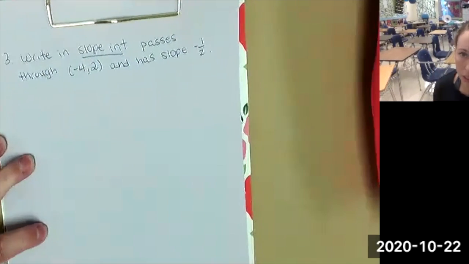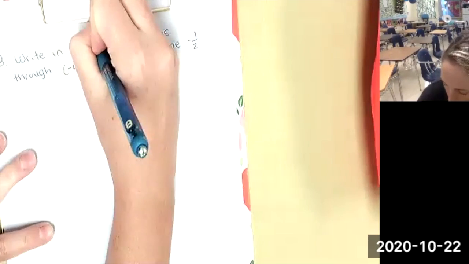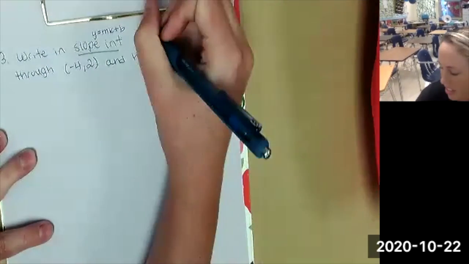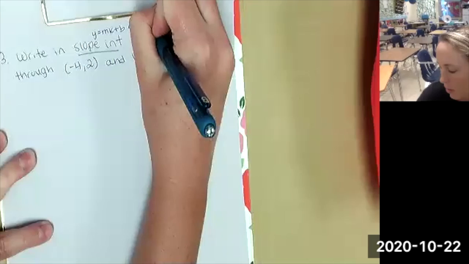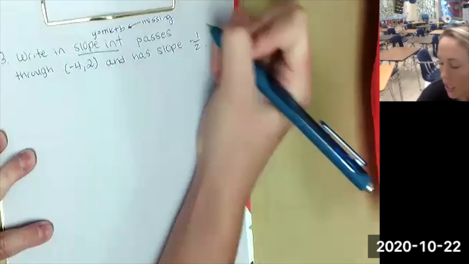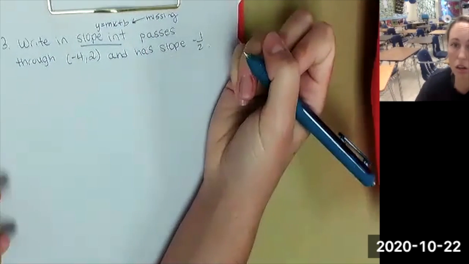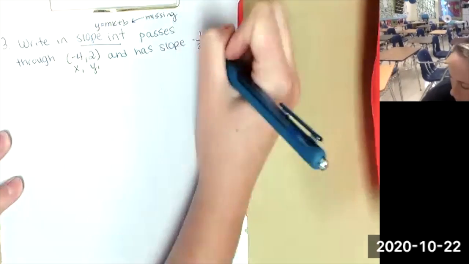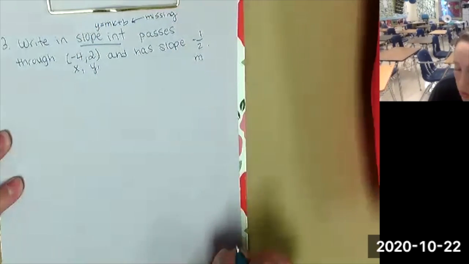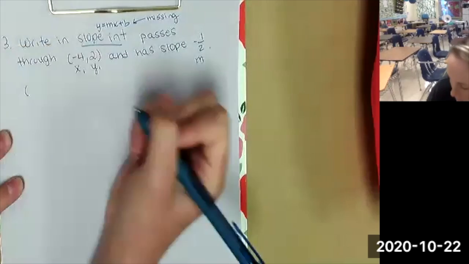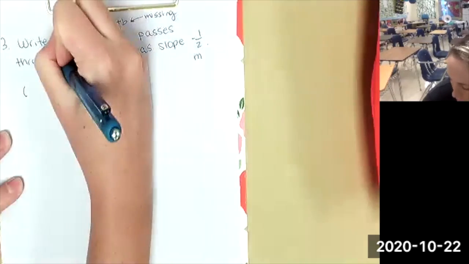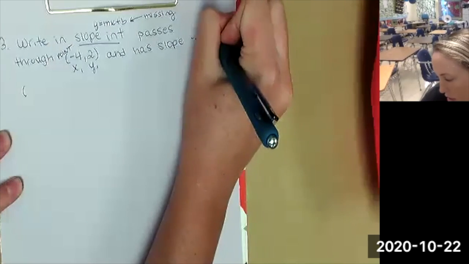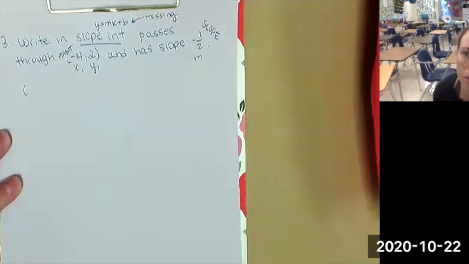So for this one, it's asking for slope-intercept form, which is y equals mx plus b, but we are missing our b. So we're going to use point-slope form to solve for it. So I've got my x1 and y1 and my m. So I can write out point-slope because I know I have a point and I have a slope. I don't have the intercept, so I can't use slope-intercept.